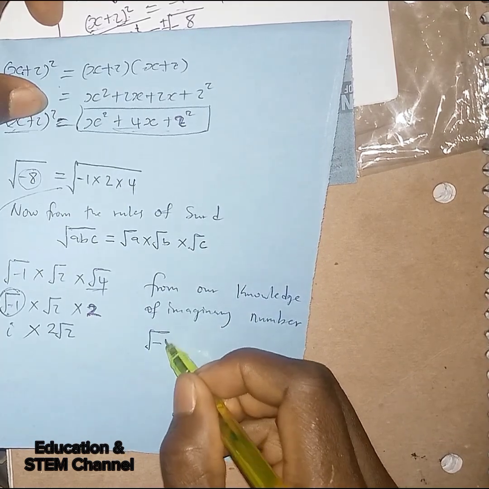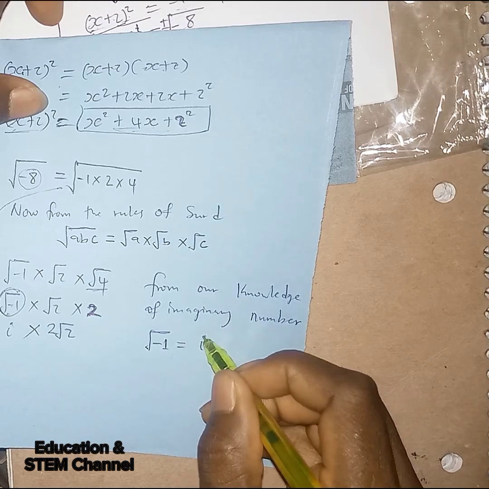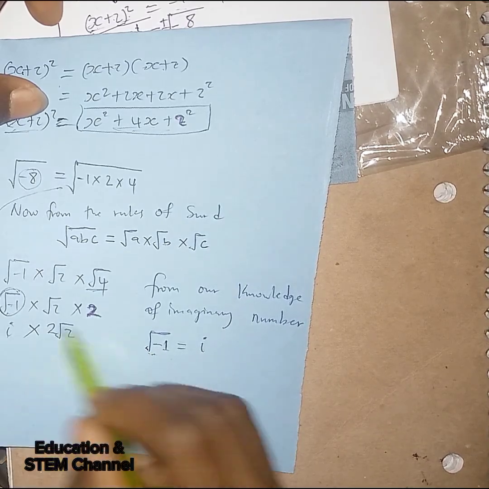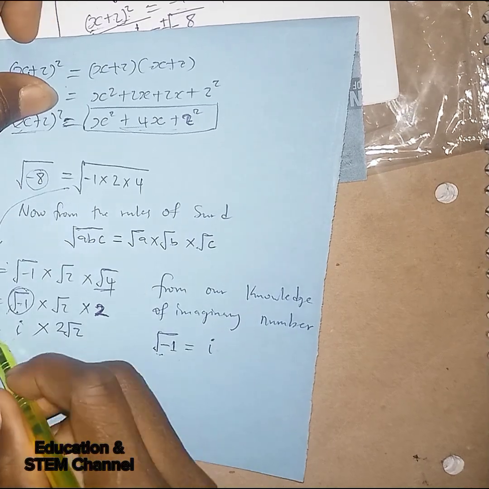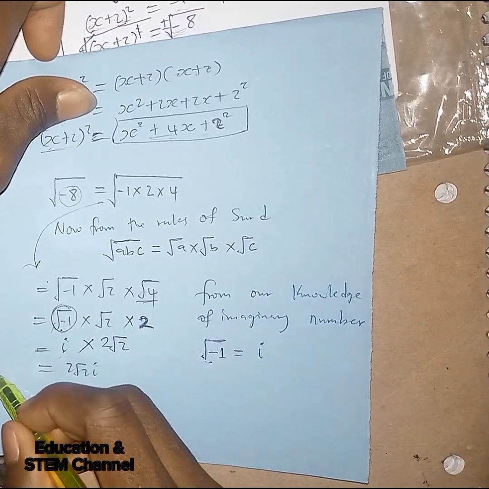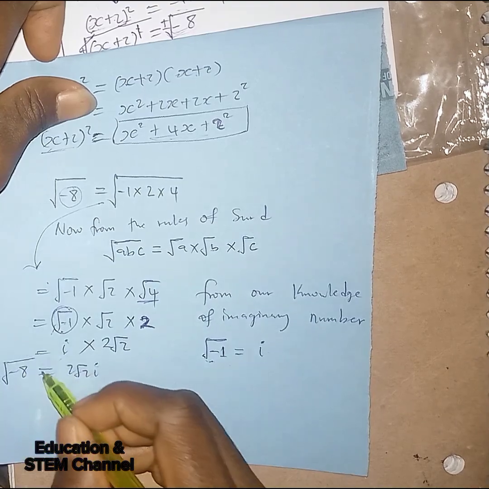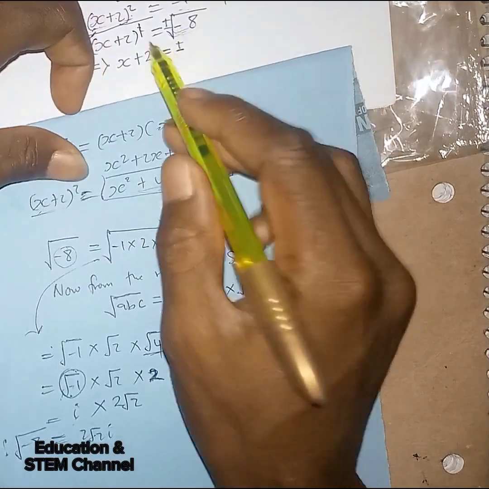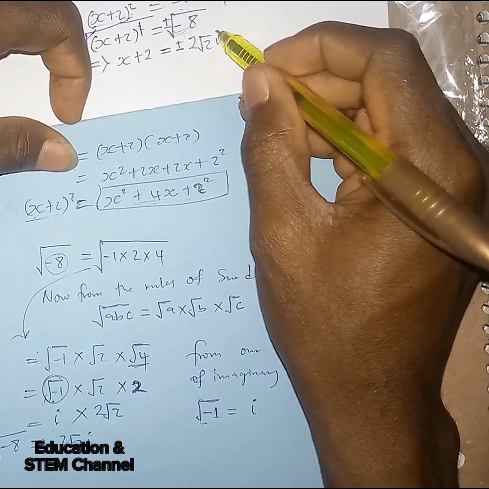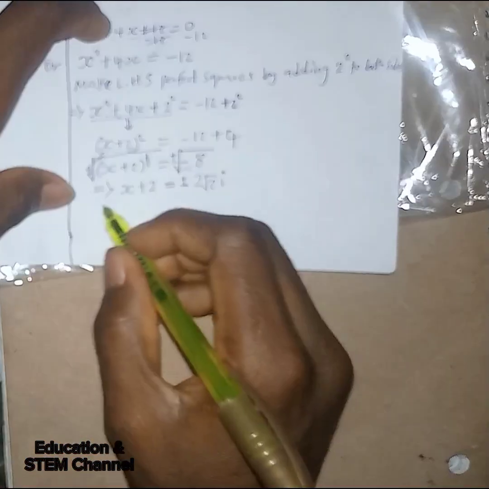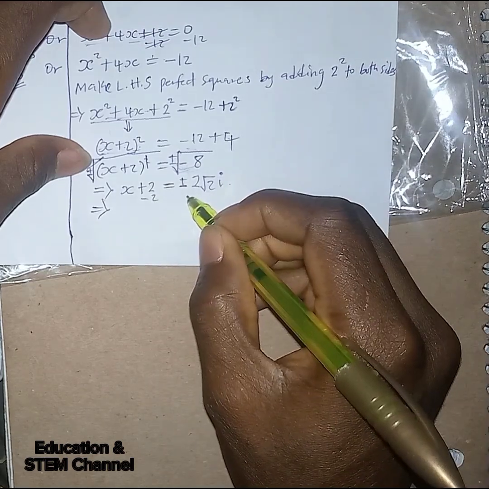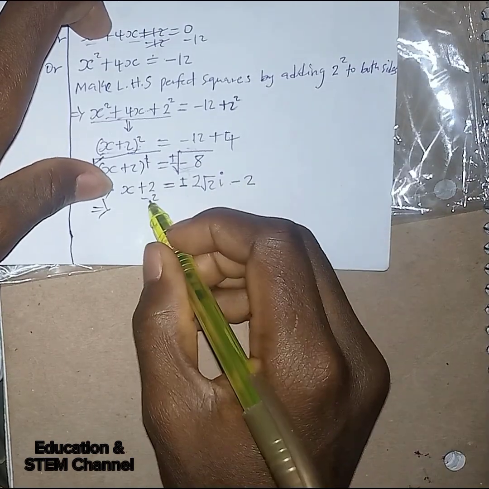So that's what I'm trying to point out here from our knowledge of imaginary numbers. Anywhere you see root negative 1 in computations, anywhere at all, it is equal to I. So in place of root negative 1 in our problem, we put I there. Then I times 2 root 2 gives us 2 root 2I. So root negative 8 equals 2 root 2I. Our plus or minus was there initially, so we put it down: plus or minus 2 root 2I.